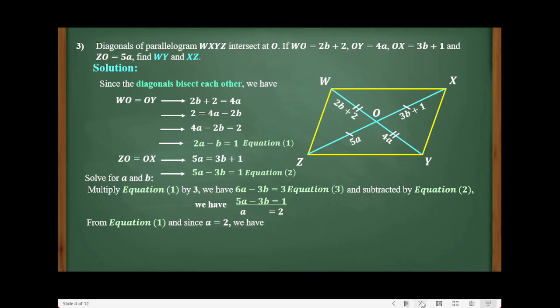Then from equation 1, since A is equal to 2, we can plug in the value of A in equation 1 in order to solve for B. So this one right here, the value of A is replaced by 2. Then we solve for B from this equation, and we have what? B is equal to 3.